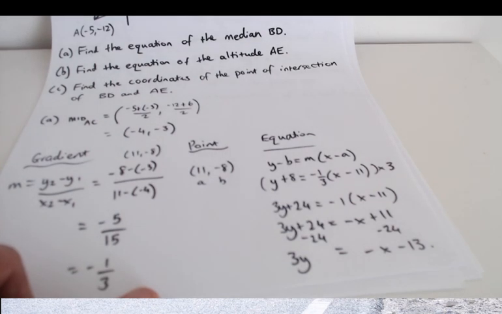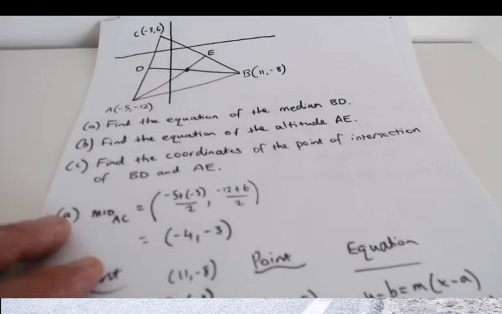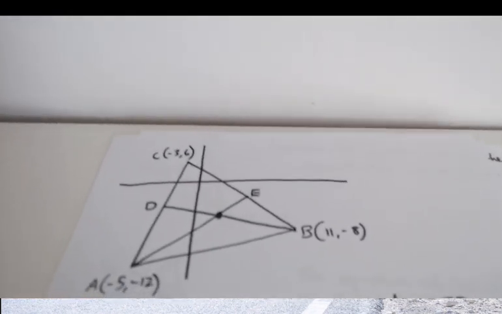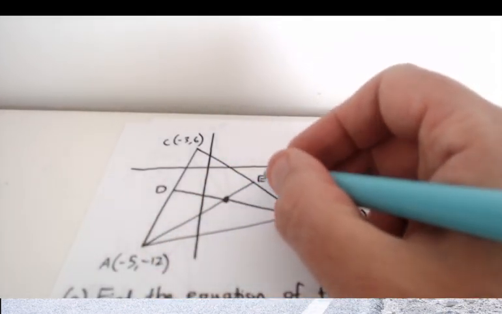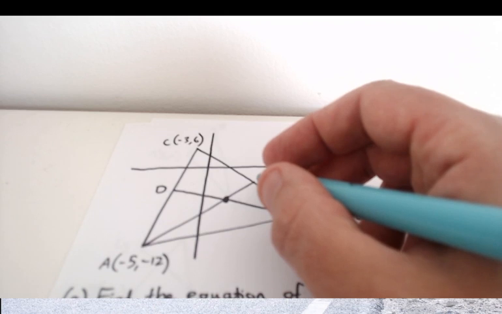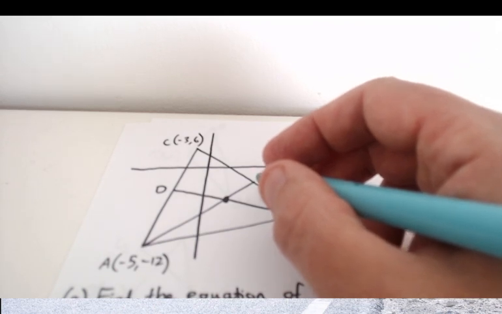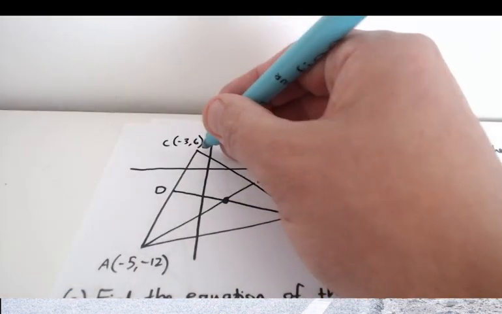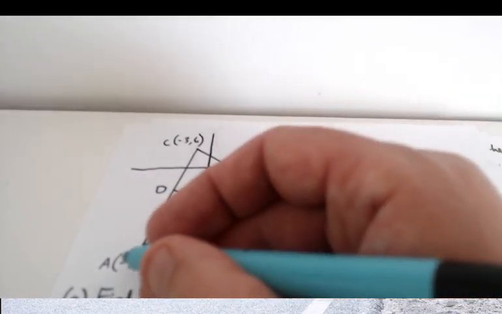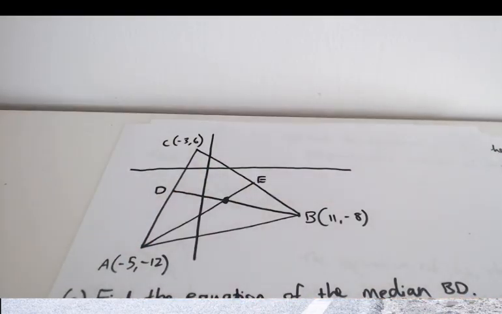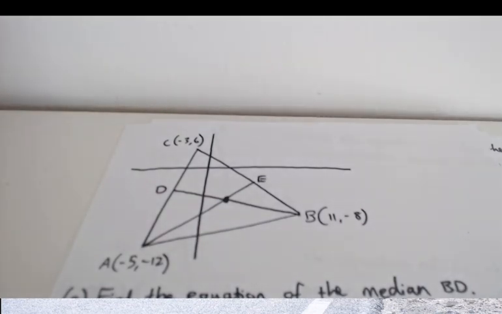Right, part B, we want the altitude AE. So remember, an altitude goes to the other side. It makes a right angle because it's perpendicular to the other side. So to do an altitude, we need the gradient of the opposite side, the perpendicular gradient, and then we can use point A. So first things first, I need to work out the gradient of the opposite side.